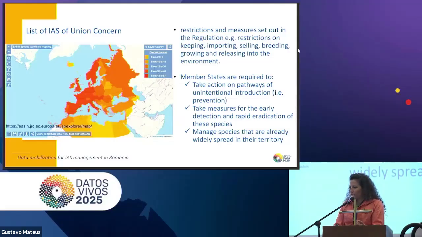Also to take measures for the early detection and rapid eradication of these species, or if the species is already present in that particular country, quite widespread, then they have to manage somehow to keep it contained as far as possible to avoid further spread. So you can see on the map there the species of union concern that have been observed in the European context, and the golden star is just to show you where I come from.